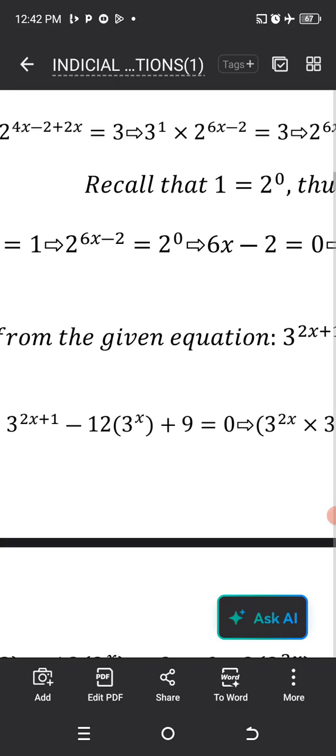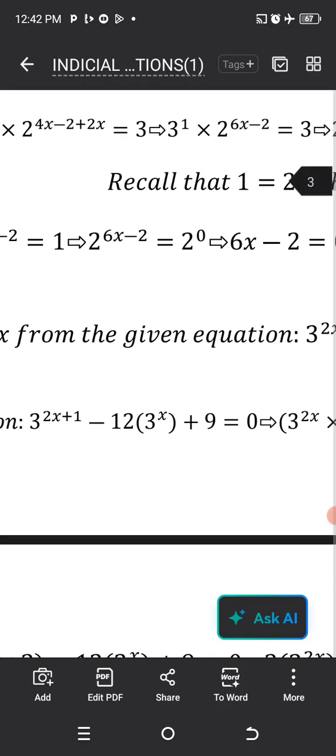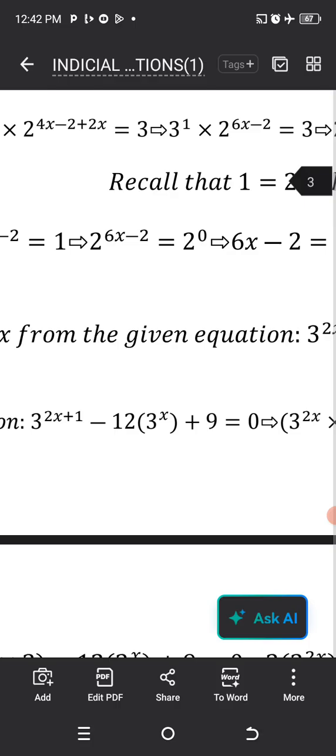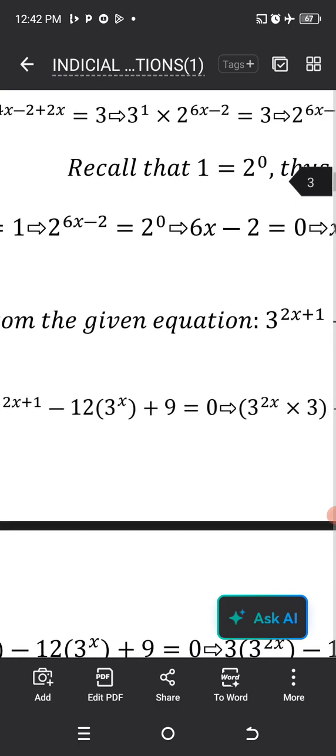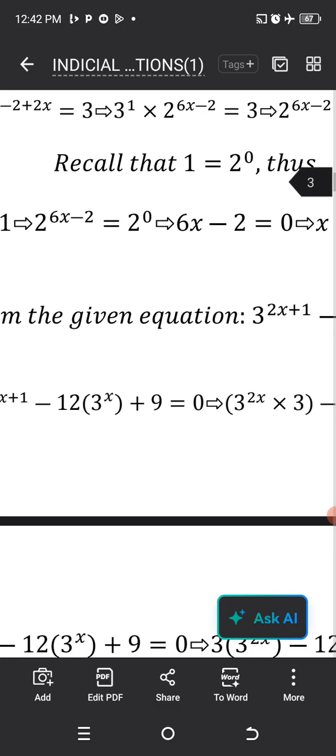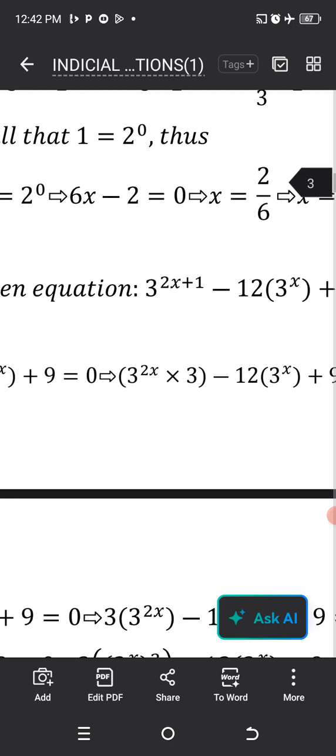We are using 2 raised to power 0, but it can be anything. Let's say the left hand side base is 3 now; instead of using 2 raised to, you can use 3 raised to power 0. Sure you get now. So in order for us to equate the left hand side indices with the right hand side indices, they must have the same base. That is the basic. That was why I changed that 1 to be 2 raised to power 0. So 6x minus 2 equals 0.